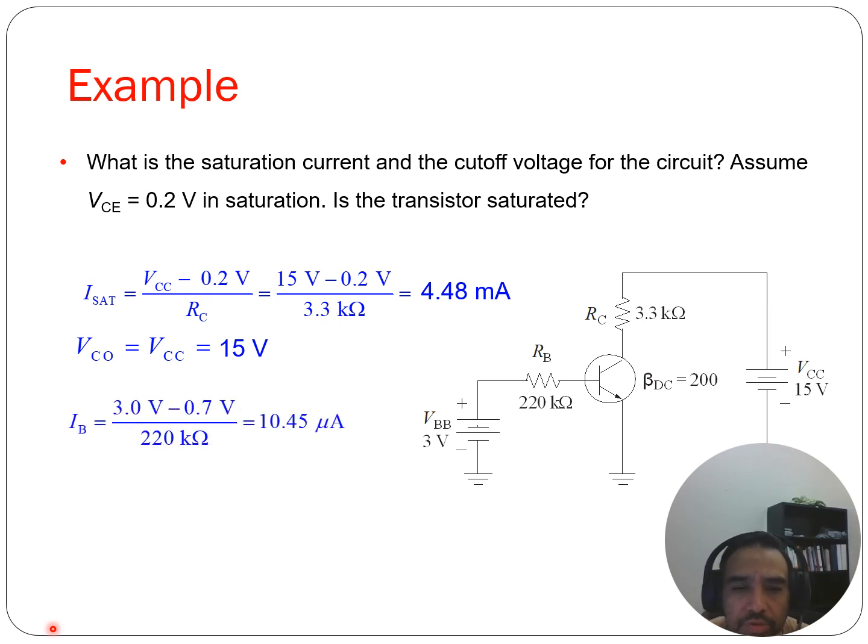And then IB, the base current, is going to be the voltage applied at the base minus 0.7 volts. 0.7 volts is the drop across the base to emitter junction. Remember, we have to forward bias that junction to get this thing to actually work. So in our calculation, we determine what base current we need to get this to work. It's 3 volts minus 0.7 volts, that voltage difference across the base resistor, divided by the 220. That gives me the current going into the base.